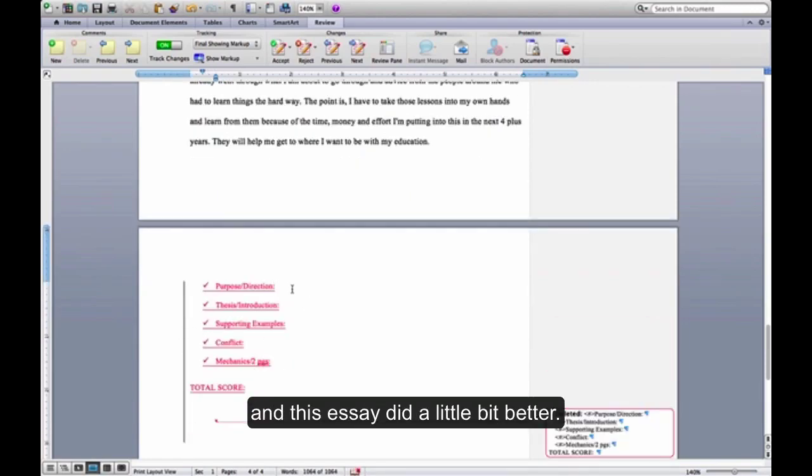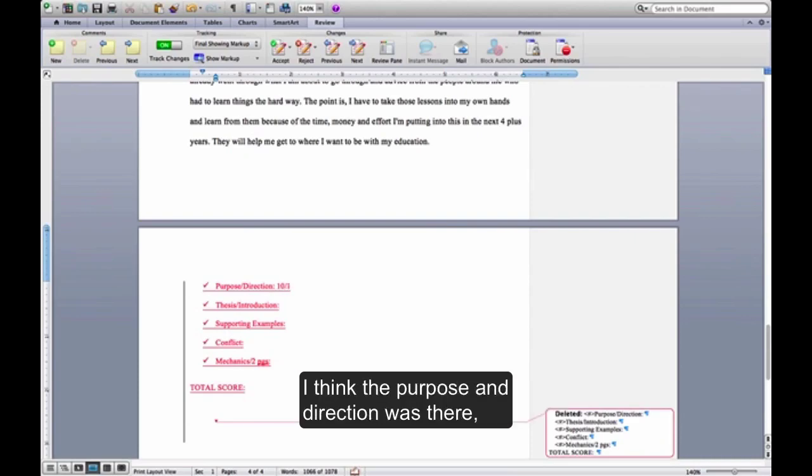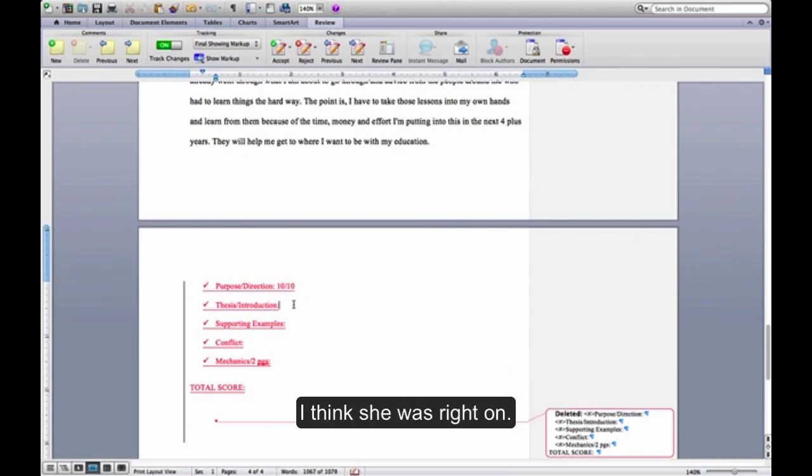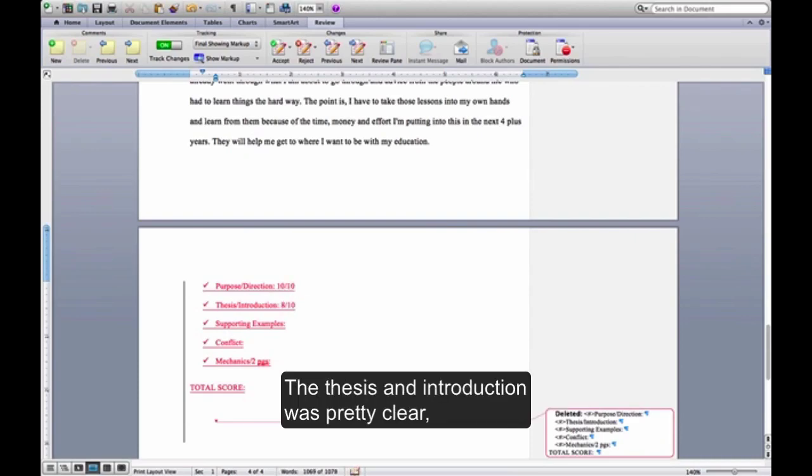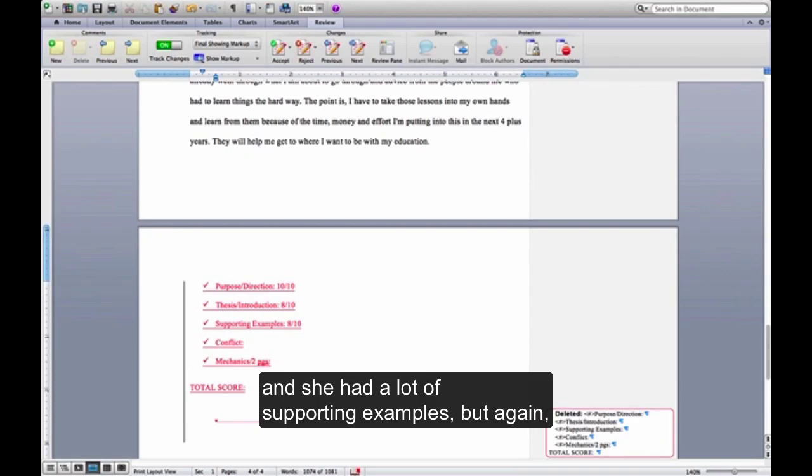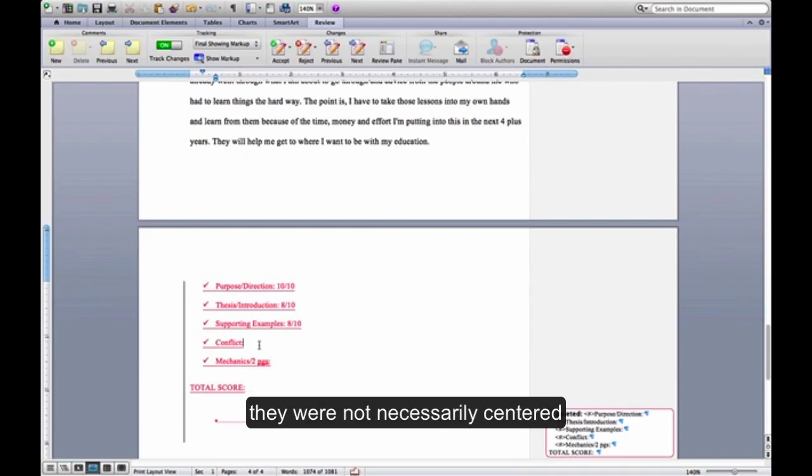And this essay did a little bit better. I think the purpose and direction was there. I think she was right on. The thesis and introduction was pretty clear. My concern was that she didn't necessarily follow up on that issue of difficulties down the road, and she had a lot of supporting examples, but again, they were not necessarily centered around a specific conflict.